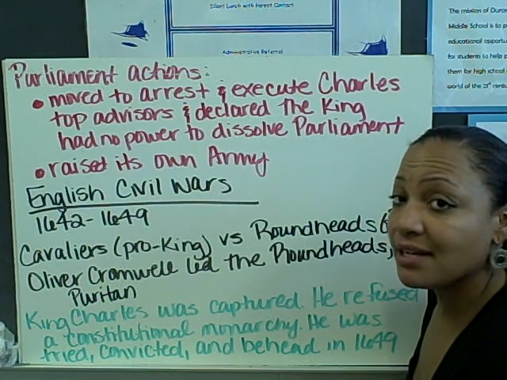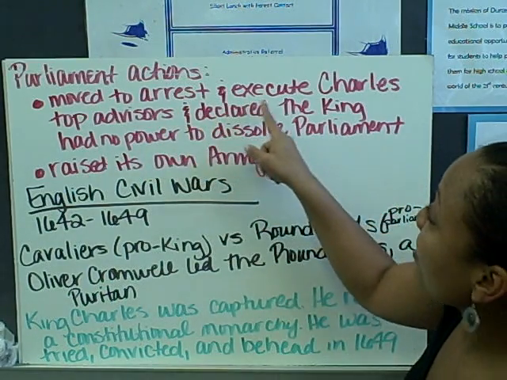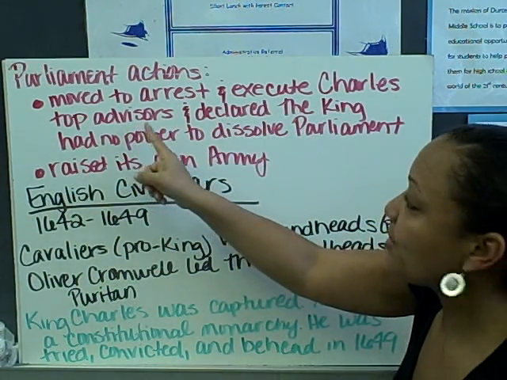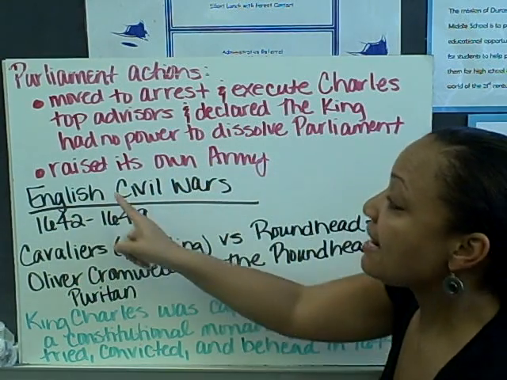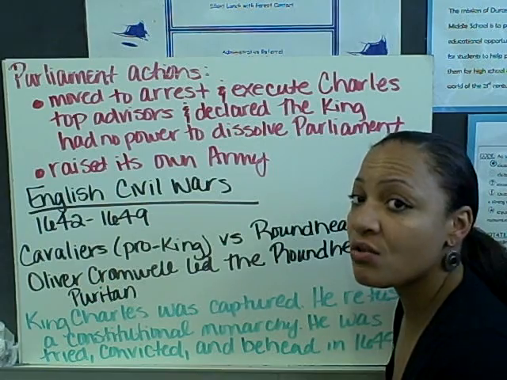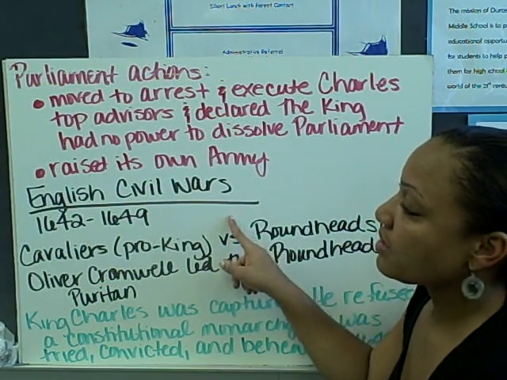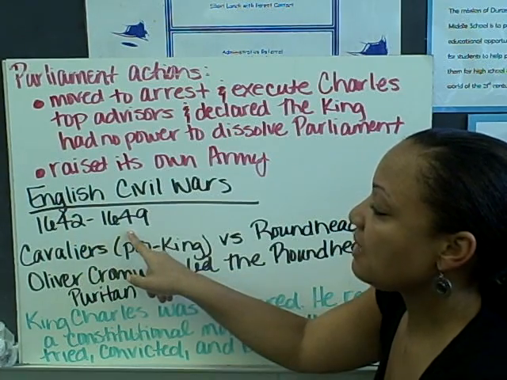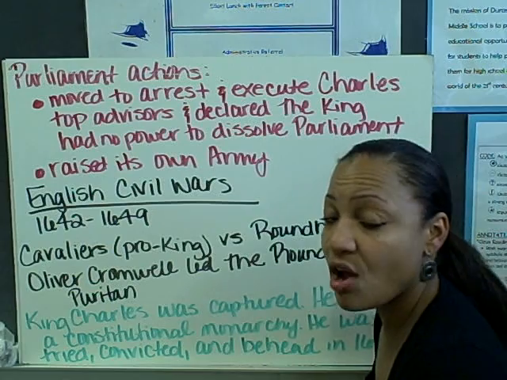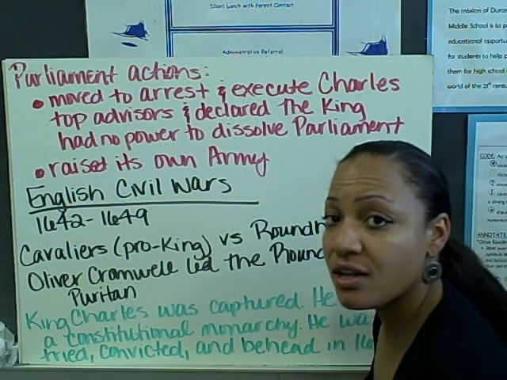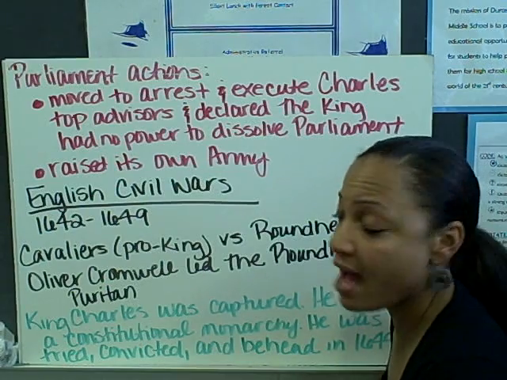So when they get called back into session, Parliament makes some moves. They move to arrest and execute Charles' top advisors and declare the king had no power to dissolve Parliament. And then Parliament decided to raise its own army, which is going to lead into the English Civil Wars. From 1642 to 1649, people of England were fighting against each other. That's why it's called a Civil War. You don't have another country coming in. It's people within that country are fighting each other for power.